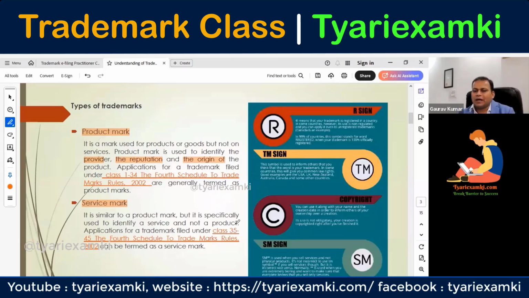Whenever we apply for a trademark, there are three types of logo symbols we use, depending on when we apply and when it gets registered. Generally, the R sign means that a trademark has been registered in India and is a registered trademark. When we get the registration certificate, we put an R within a circle at the right corner after the trade name or logo.